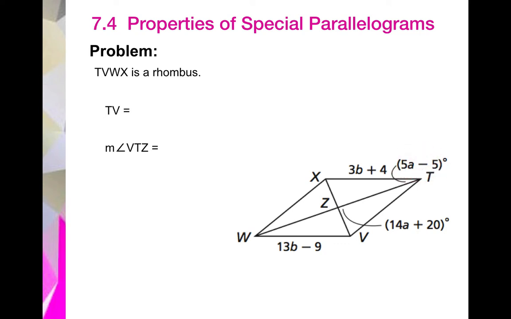We also know that a rhombus has equal-length sides. So this side has to be congruent to this side, and we can just set those two equal to each other and then solve for TV. So we should be able to solve for both of these values. You can pause and solve that on your own.